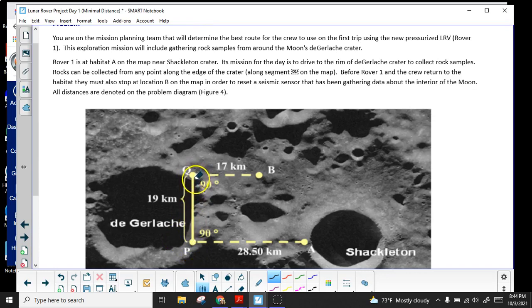That's segment PQ. Before Rover 1 and the crew return to the habitat, they must also stop at location B on the map, which is up here, in order to reset a seismic sensor that has been gathering data about the interior of the moon. All distances are denoted in this problem. These are going to be significant amounts for us: the 28.5 kilometers here from point A to point B, and then 19 kilometers here up to Q, and then 17 kilometers over to B, and these are 90-degree angles here.